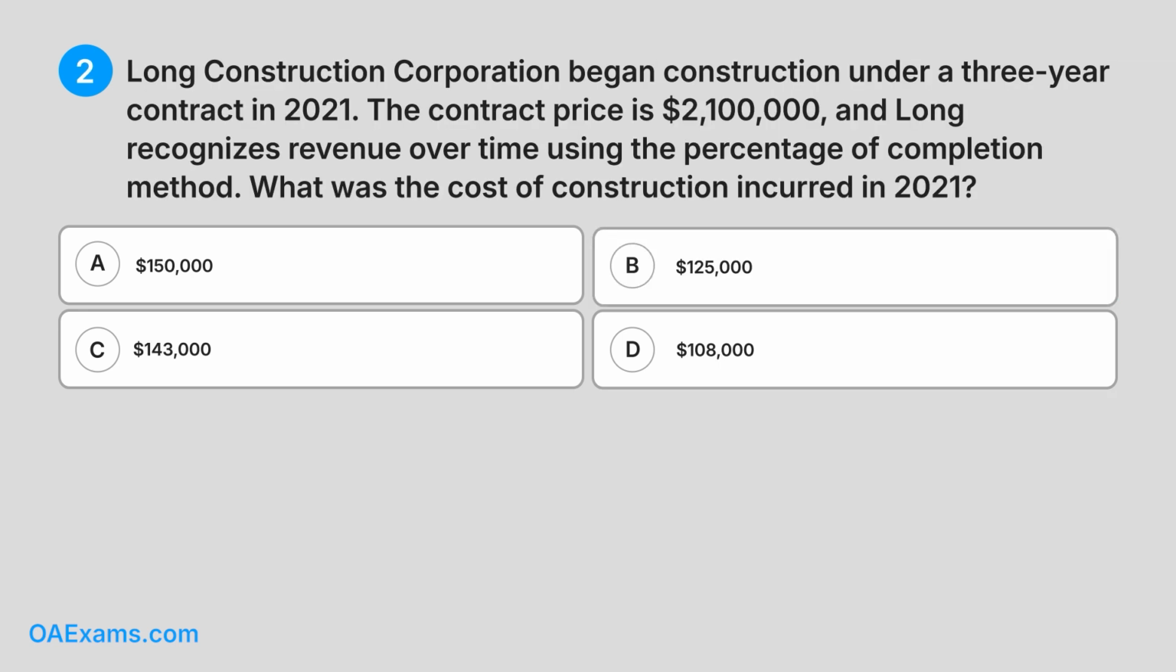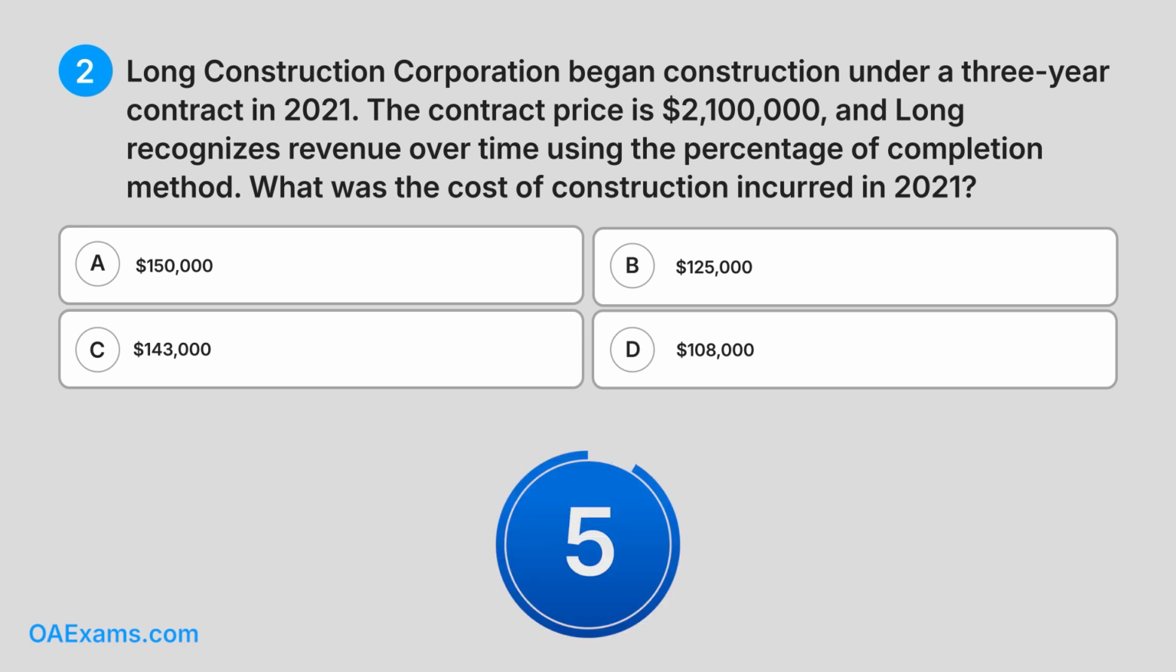2. Long Construction Corporation began construction under a 3-year contract in 2021. The contract price is $2,100,000, and Long recognizes revenue over time using the percentage of completion method. What was the cost of construction incurred in 2021? A. $150,000. B. $125,000. C. $143,000. D. $108,000. Do you know the answer?